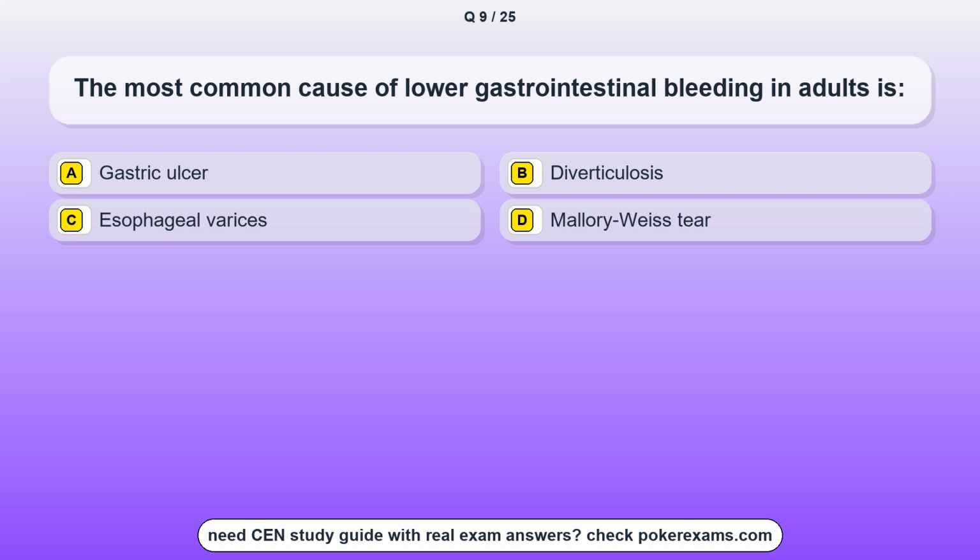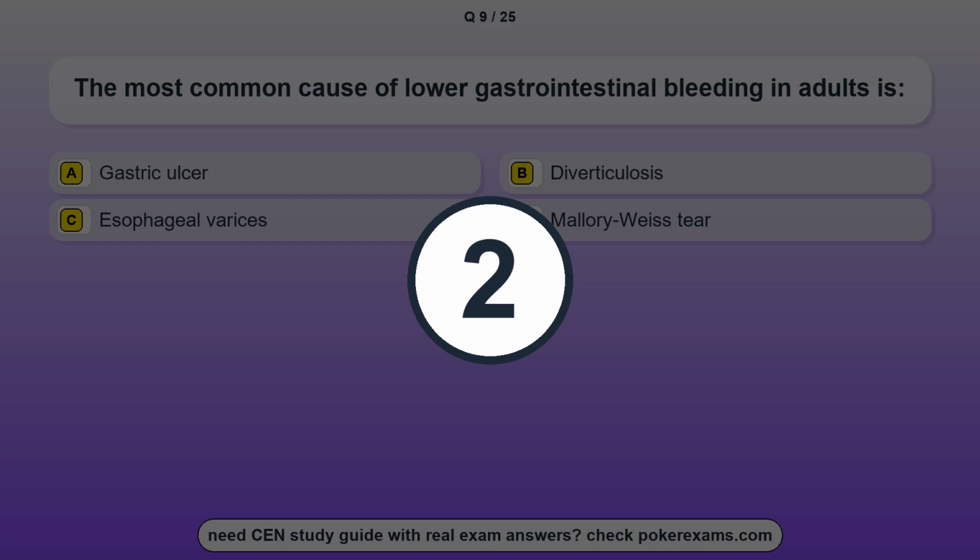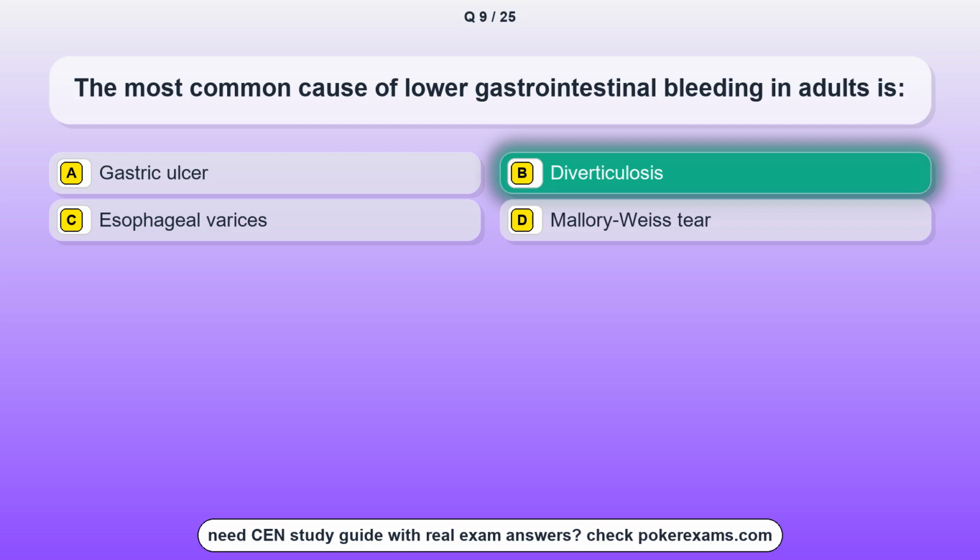Question 9. The most common cause of lower gastrointestinal bleeding in adults is option A, gastric ulcer, option B, diverticulosis, option C, esophageal varices, option D, Mallory-Weiss tear. The correct answer is option B, diverticulosis.